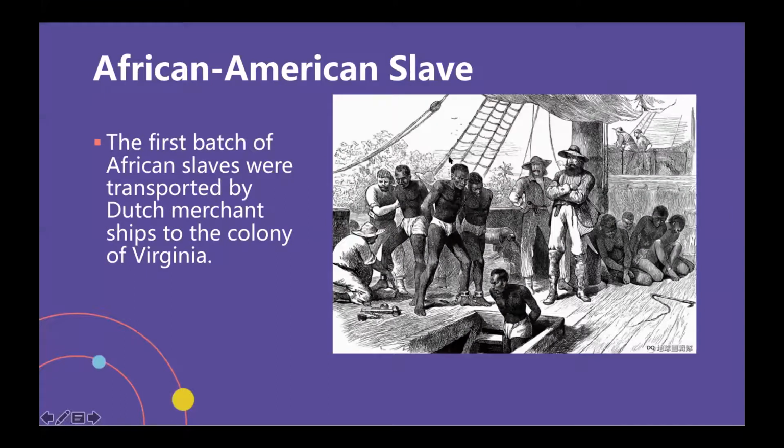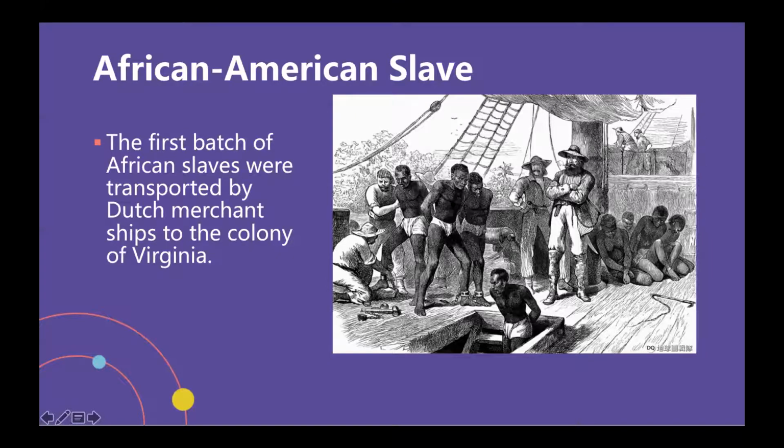And then the first batch of African slaves were transported by Dutch merchants to Virginia. As you can see, these are all the African American slaves who were shipped to the United States, which looks very scary, but maybe at that time they didn't have authority. They were not equal to other people, I mean. So this is the first batch, transported by Dutch merchants and shipped to Virginia.